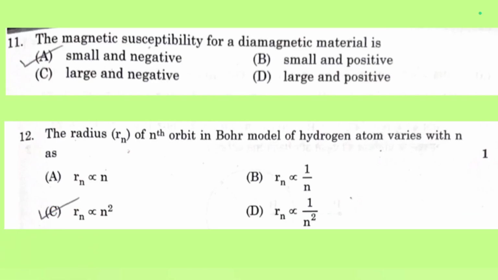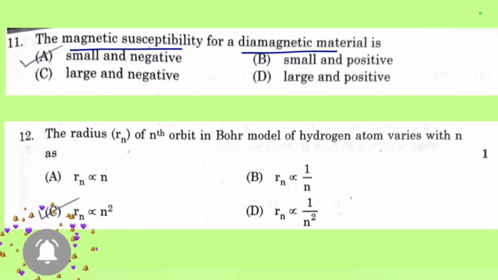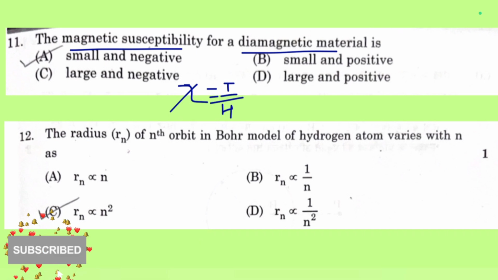Last two MCQs are given here. Again we are going to see the four remaining assertion reasoning questions, and then we will sum up. Now you can see what the question is: magnetic susceptibility of any diamagnetic material is... Basically the magnetic susceptibility is given by the symbol chi, that is equal to intensity of magnetization upon magnetizing field.